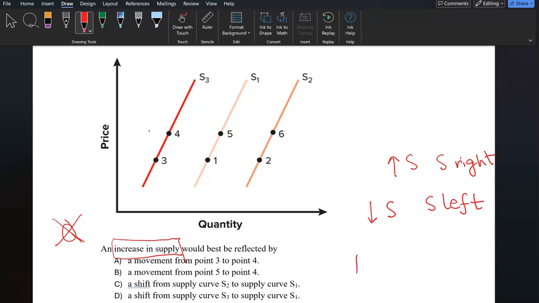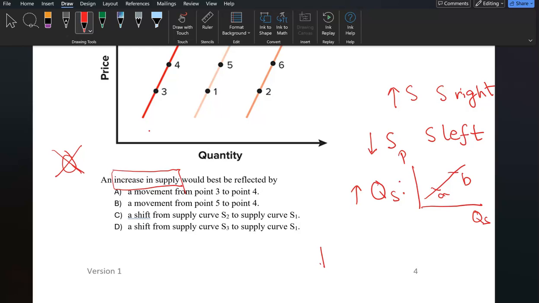If it says increase in quantities supplied, we are going to move up along the supply curve. Similarly, if it is decrease in quantities supplied, we are going to move down the supply curve. But here is an increase in supply.